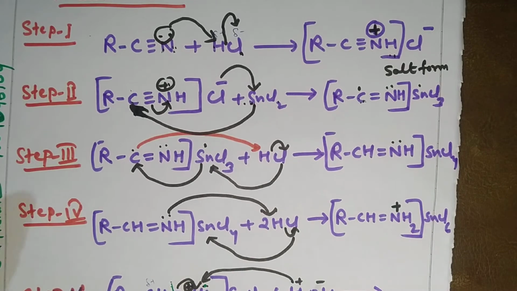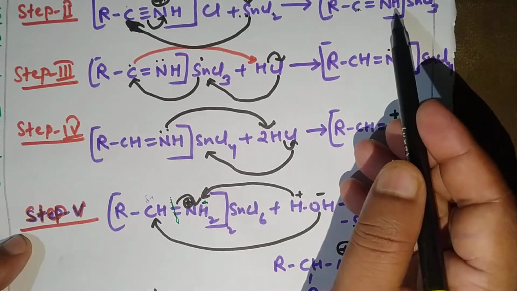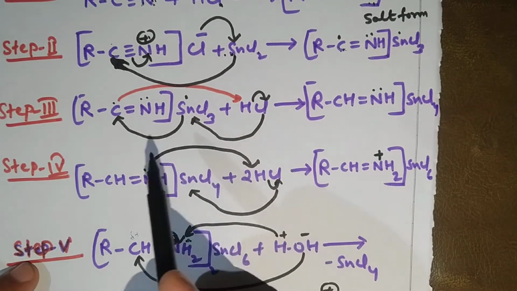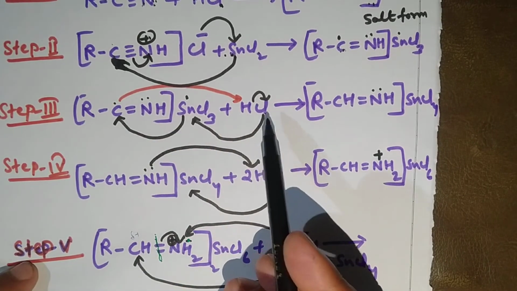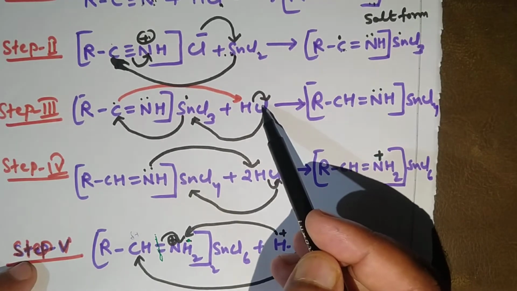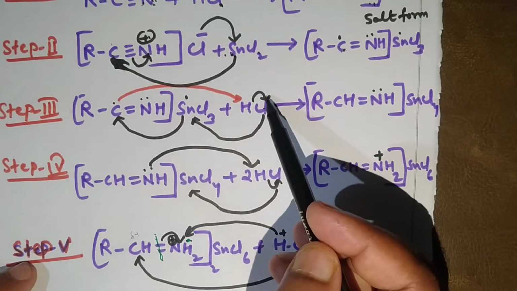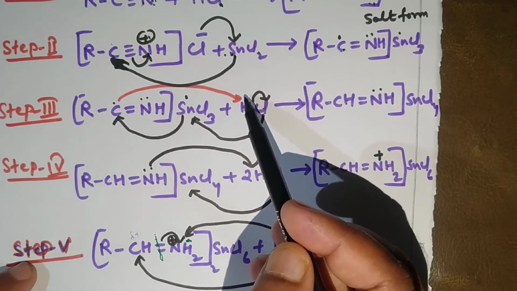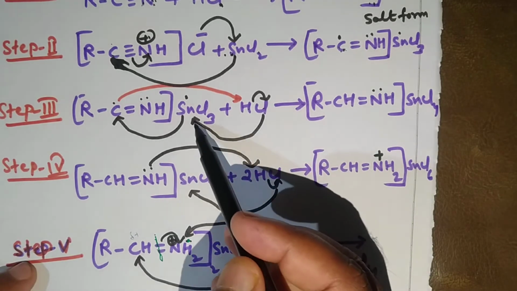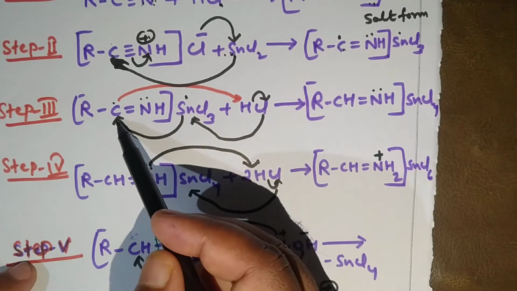Now in step 3, this compound formed reacts with HCl. Again you know that there are partial positive and negative charges between hydrogen and chlorine. If this bond shifts here, then this becomes partial negative and this becomes partial positive. Then this chlorine will attach with SnCl3, and these electrons of Sn are given to the carbon atom.